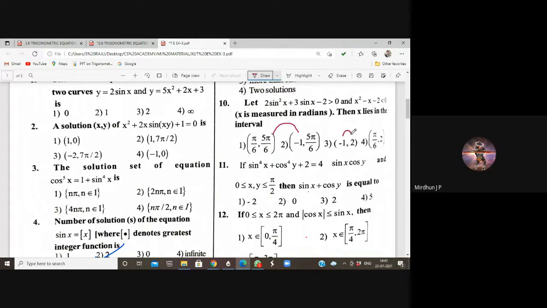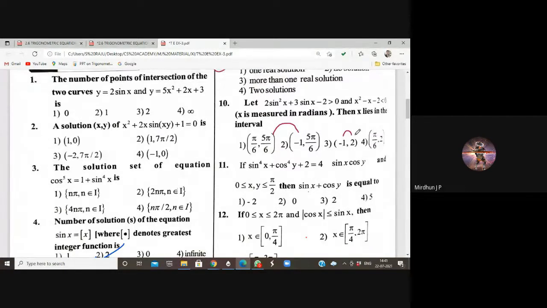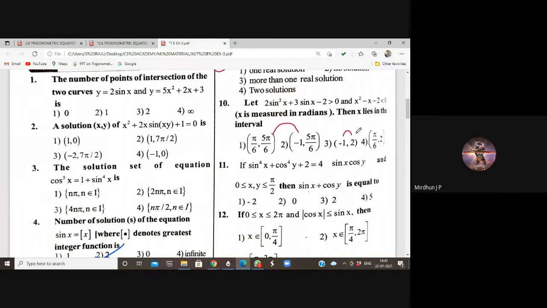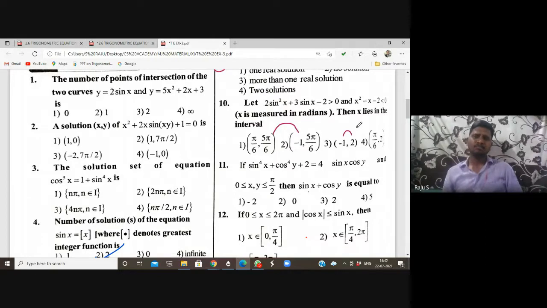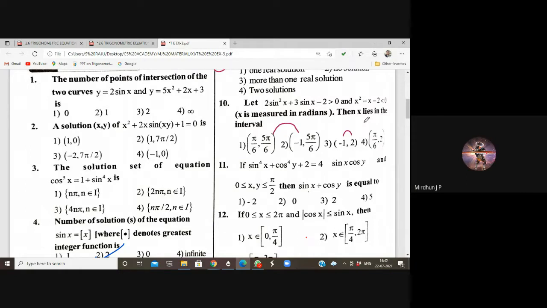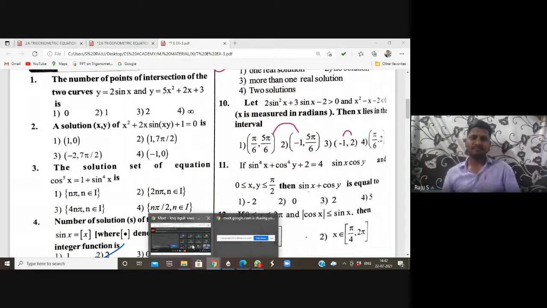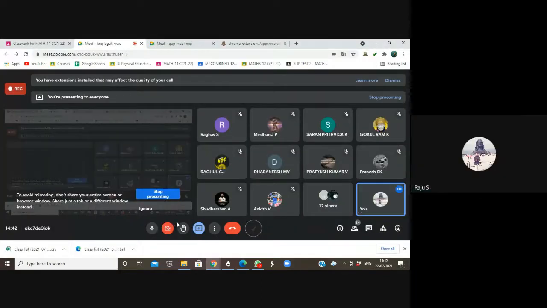If we substitute 5 by 6 in the first equation, we will get 0. 5 by 6 is there in the first and fourth options. But they have given that it should be greater than 0, so the first and fourth options will not come. What is the answer you are expecting? Third or fourth, which is right, according to your answer?